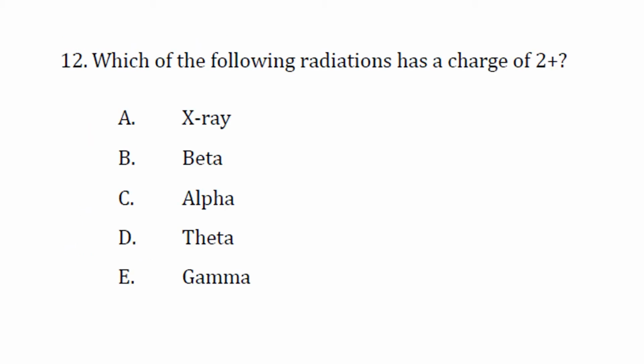Which of the following radiations has a charge of positive 2? The radiation that has a charge of positive 2 is alpha, because X-rays, though they are radiations, have a charge of 0. Beta radiations would have a charge of -1. Alpha again is positive 2. There's no such thing as a theta radiation, and gamma radiation would have a charge of 0, or it doesn't have a charge. So the correct answer here is letter C.